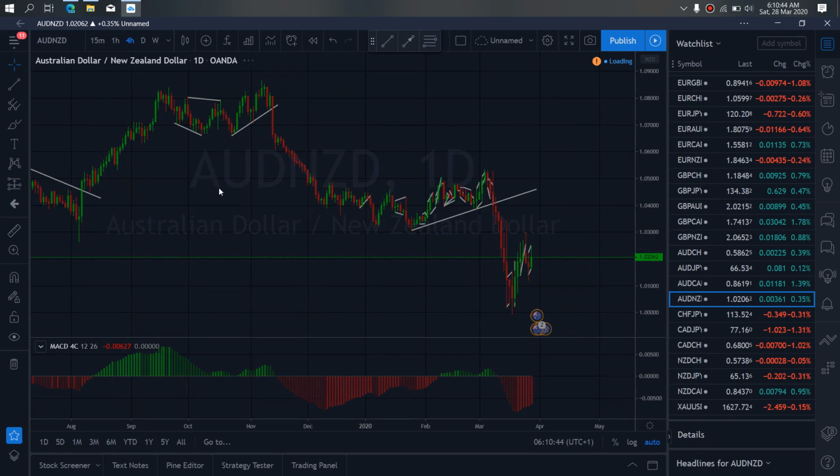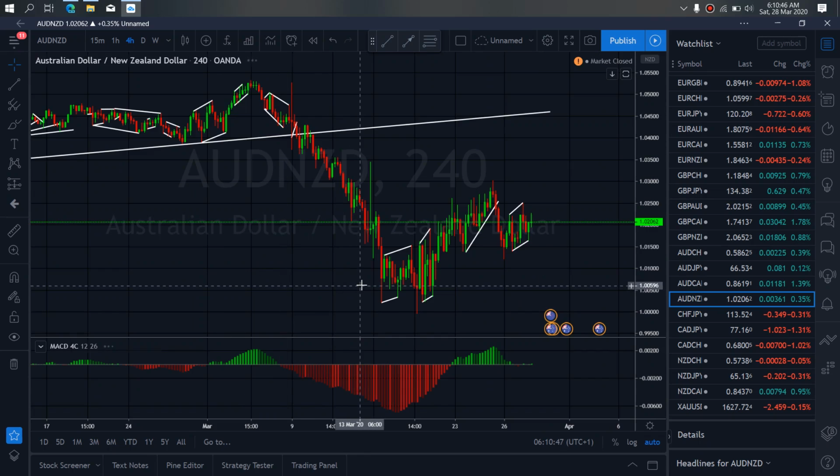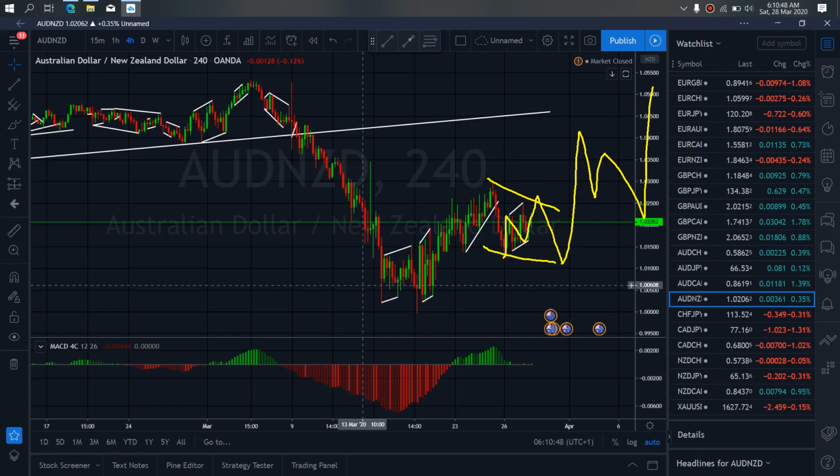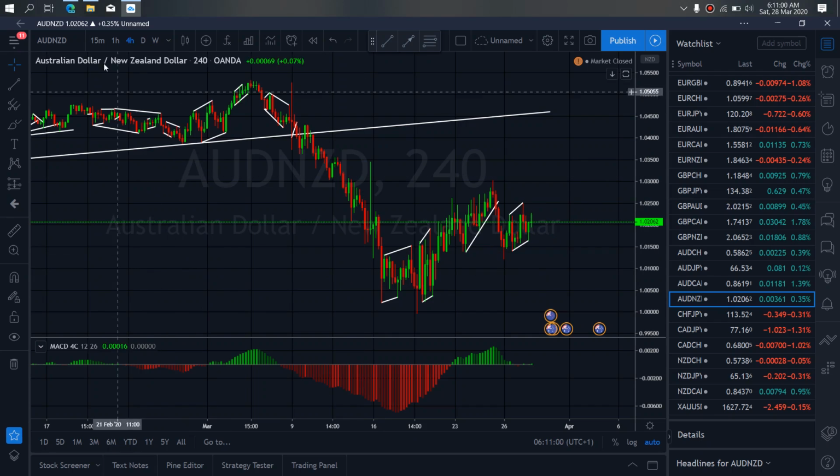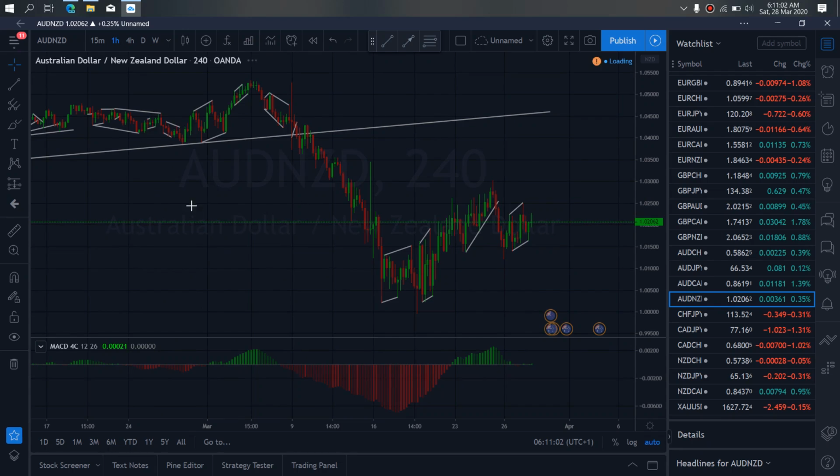We zoom to 4-hour time frame. On the 4-hour time frame right now, it's attempting to give us an ABC corrective structure, after which one more drop down is likely before it will take off with buy momentum upside. So we want to look out for that as we zoom to 1-hour time frame on Aussie New Zealand.